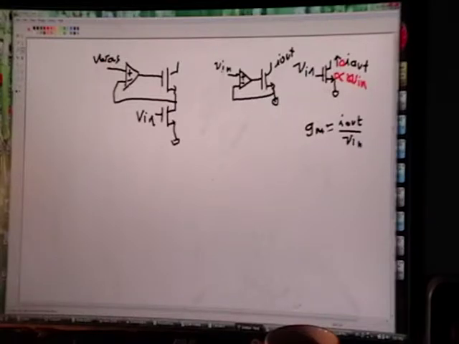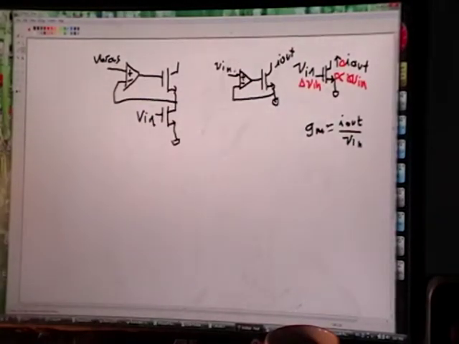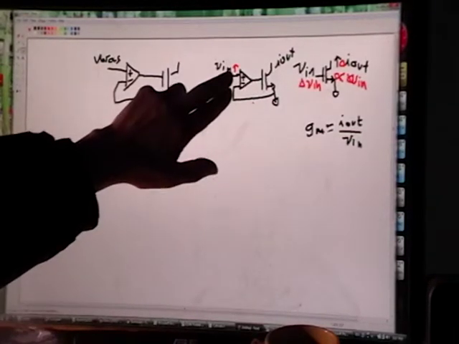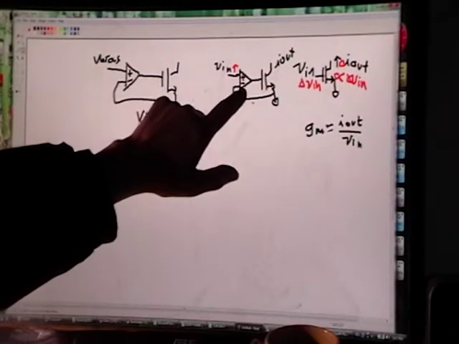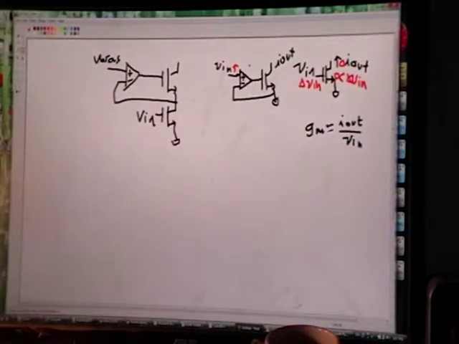Okay, now let's look over here. Let's say I change this Vn here, so I move this node Vn up by the same amount. The question is what happens to this node? The answer is, because this is an amplifier, this change gets multiplied by the gain of this and shows up here. So it's whatever the gain of that amplifier is times the change in Vn.